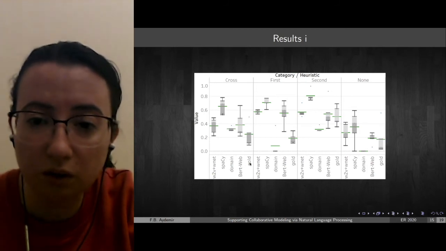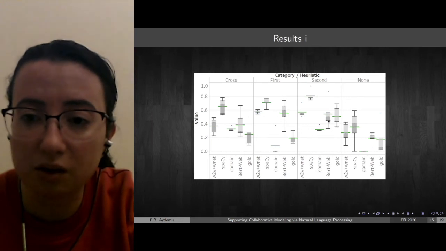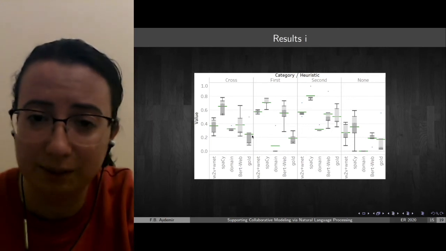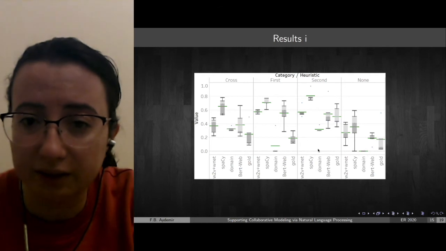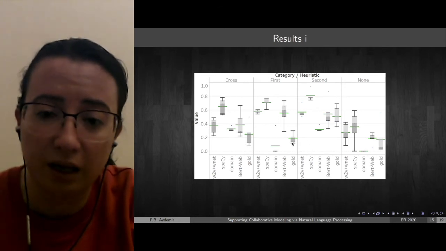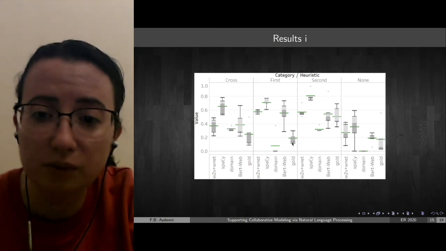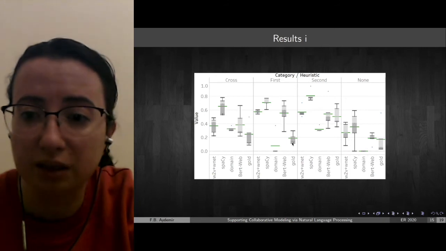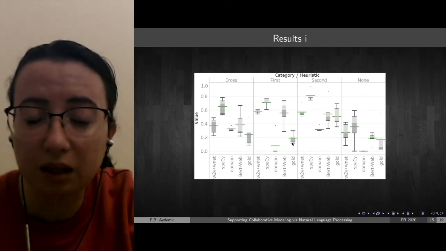So when we look, perhaps for some categories, BERT is quite similar to the gold standard. For some others, it's not. So that might be one observation that you already make.